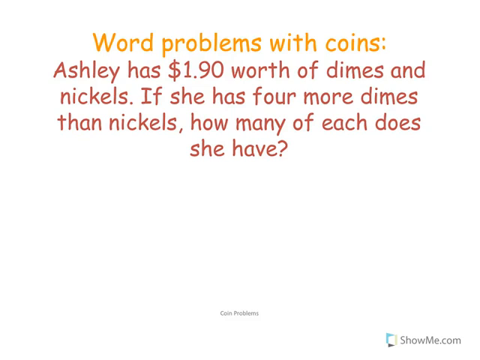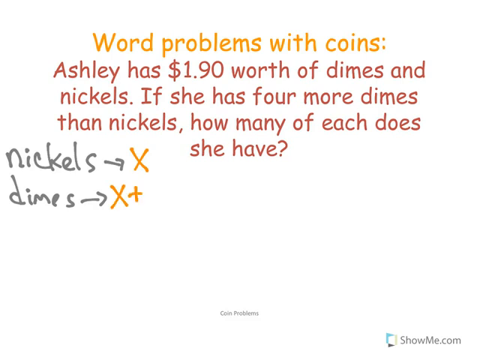Okay, let's do a similar one. It says she has $1.90. She's got 4 more dimes than nickels. So she has more dimes. Great. Okay, so if we think about her number of nickels and her number of dimes, I think it makes sense to call her number of nickels x. She's got x nickels. How many dimes does she have? Well, she's got 4 more dimes than nickels. So if she had x nickels, she's got 4 more than that. She has x plus 4 dimes.